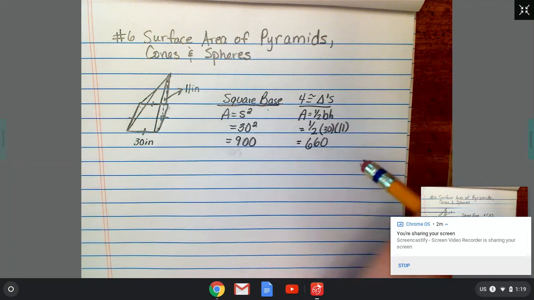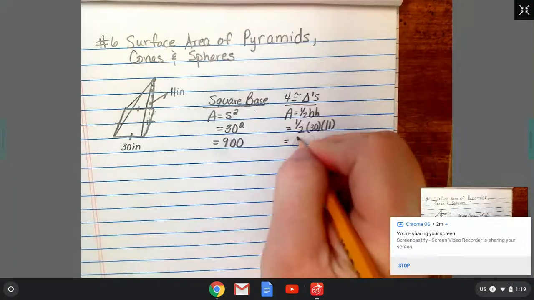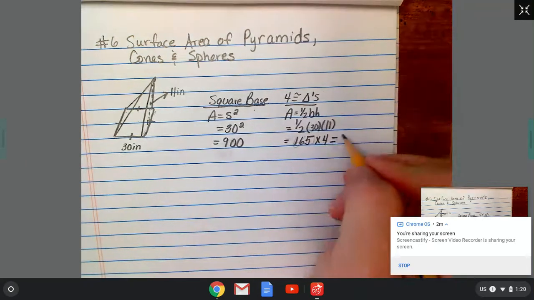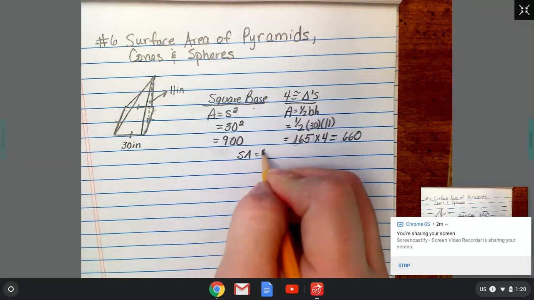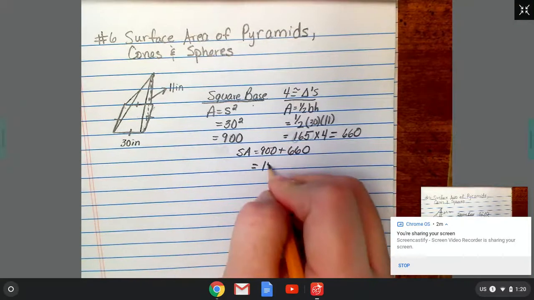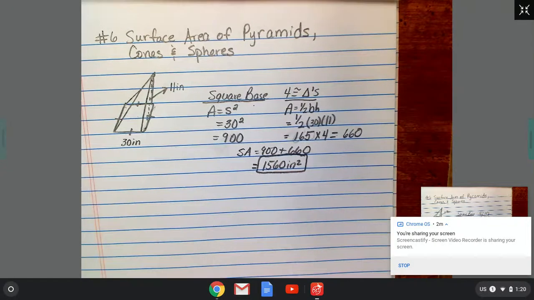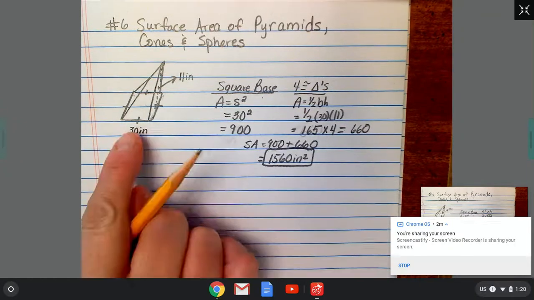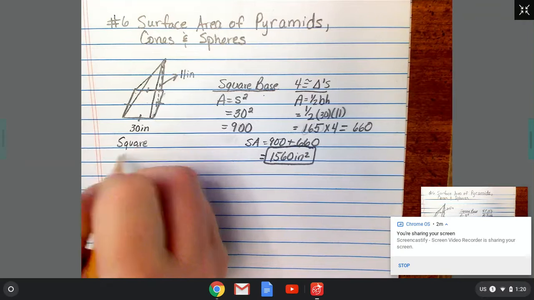Oh, I'm sorry. That's not right. I needed to double check it. That is 165. Then if I times it by 4, since there's 4 of them, that will be 660. Okay, then our total surface area is 900 plus 660. So if you add those two together, there we go. Okay, so that's the only kind of pyramid we're going to do, the square pyramid. Pyramids are named by their base. So this would be a square pyramid.